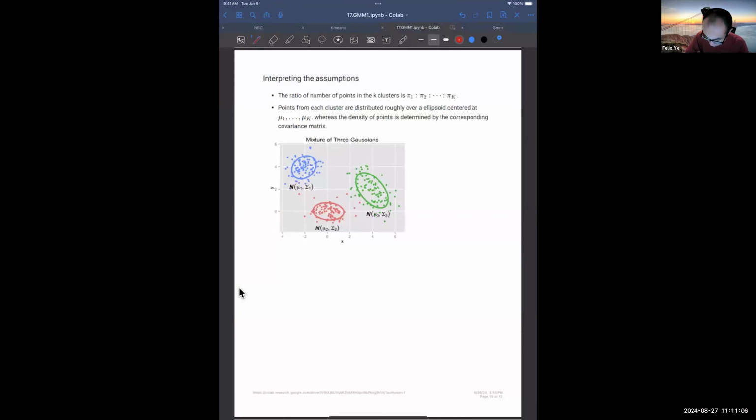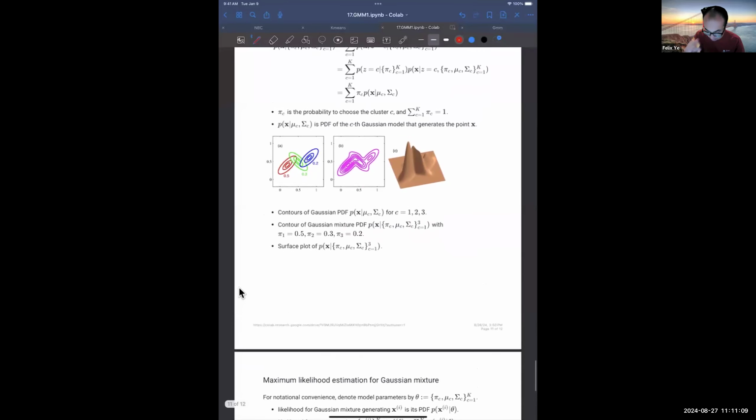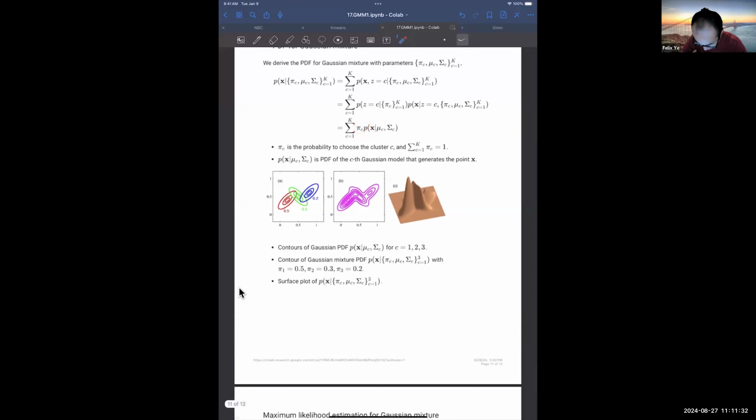All right, so a little bit like a plot right here, you see, we have 3 different Gaussians with different means and different covariances. If we weight them with pi c, and pi c could be, in this case, 0.5, 0.3, and 0.2, the contours of the PDF will look like this. In terms of function, it looks like this.